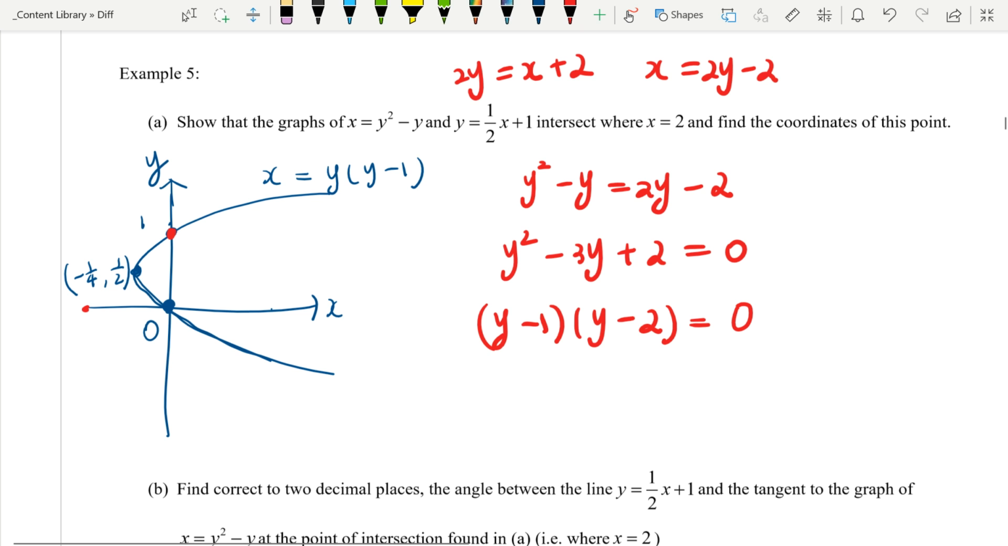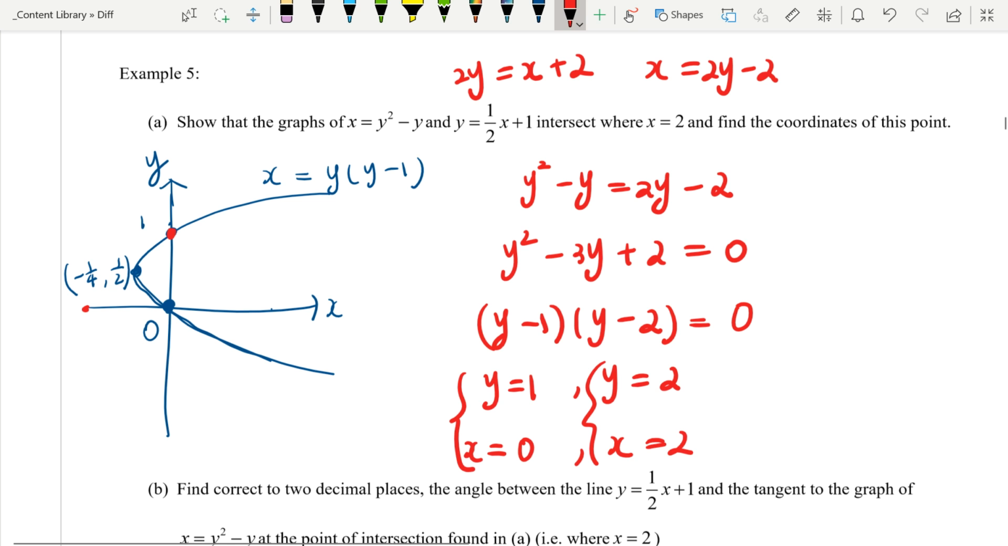Now if you just solve it, that's y equals 1 and that's y equals 2, and it needs to work for x. So x equals 0 and this x equals 2. So it is x equals 2. If you make y the subject and solve it, you will have x solved first and then y. So you solve y first and then sub in.